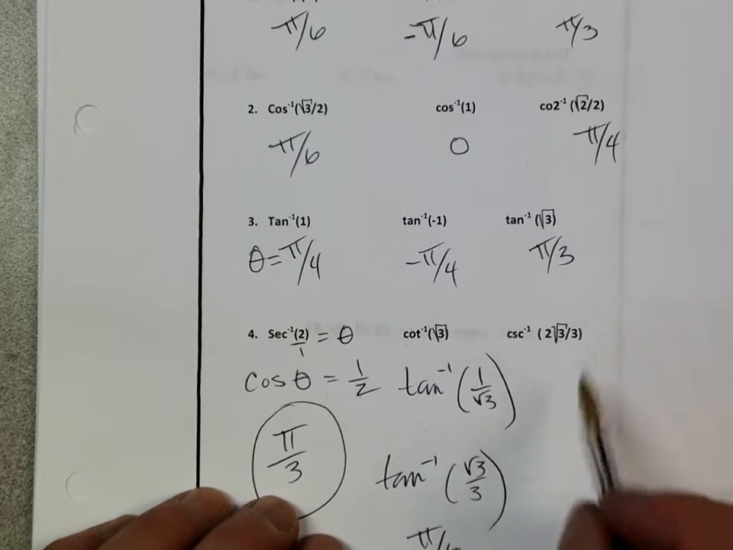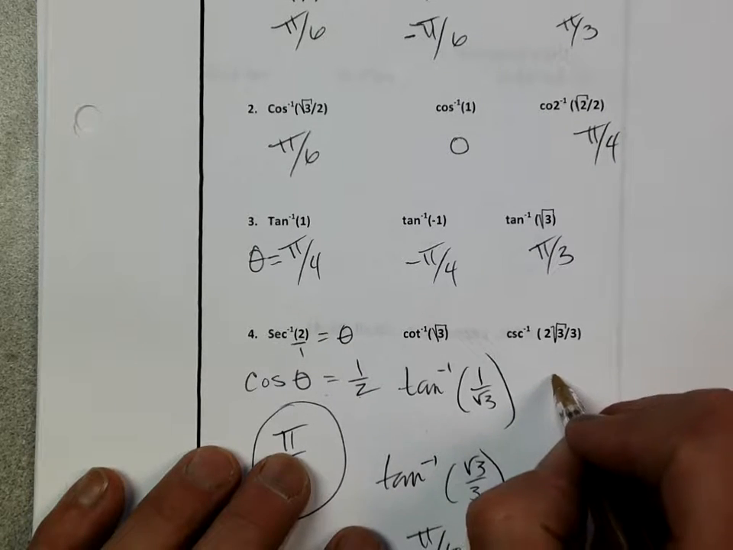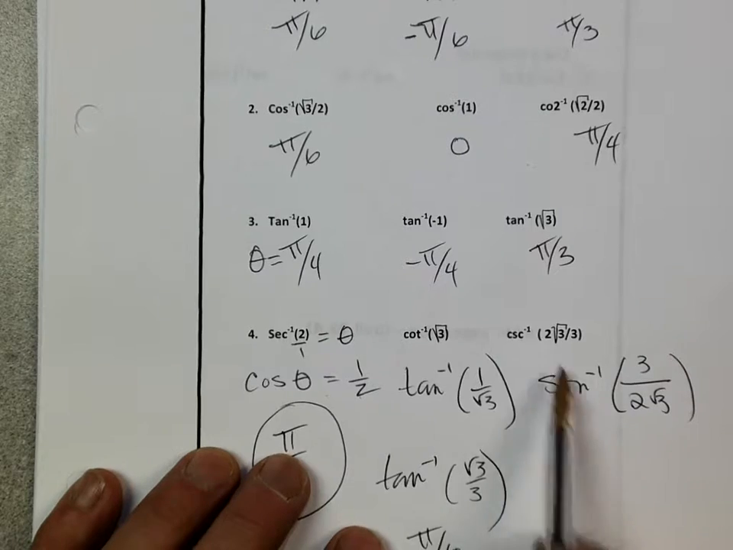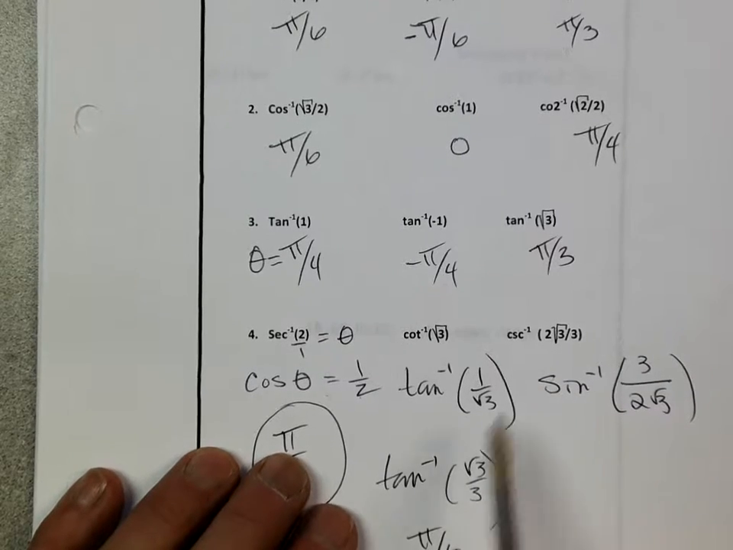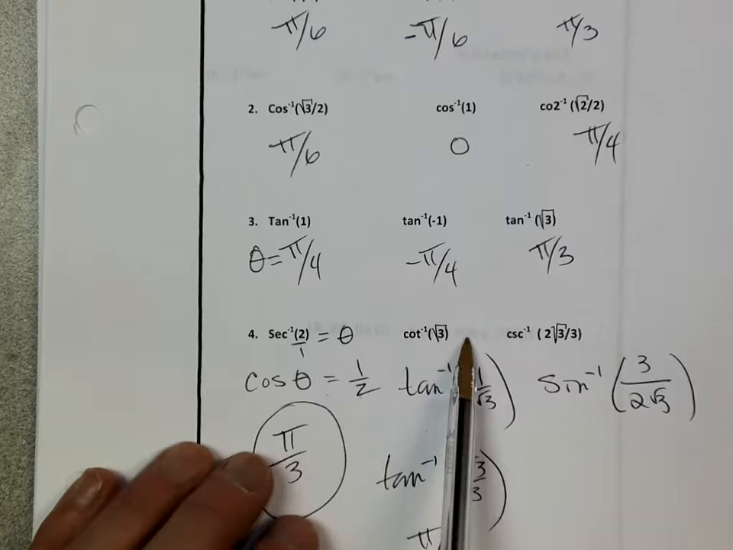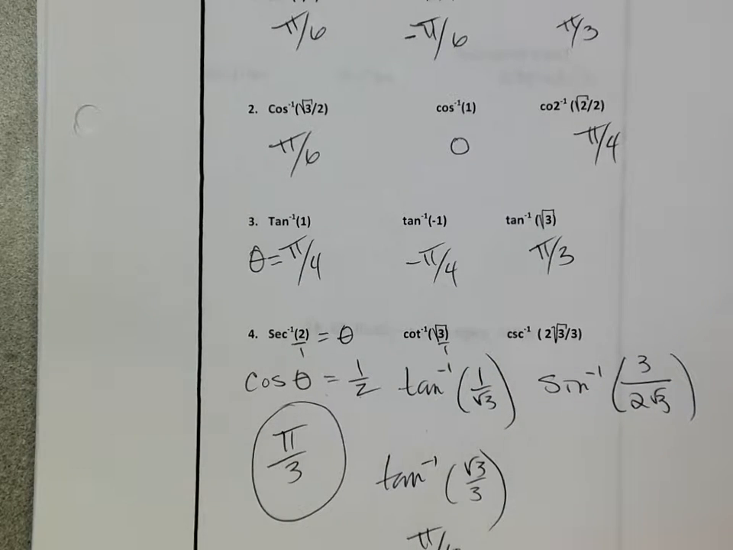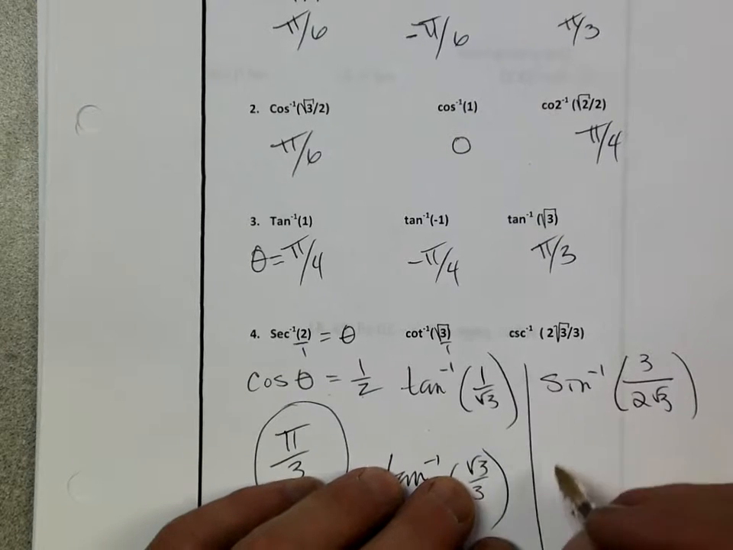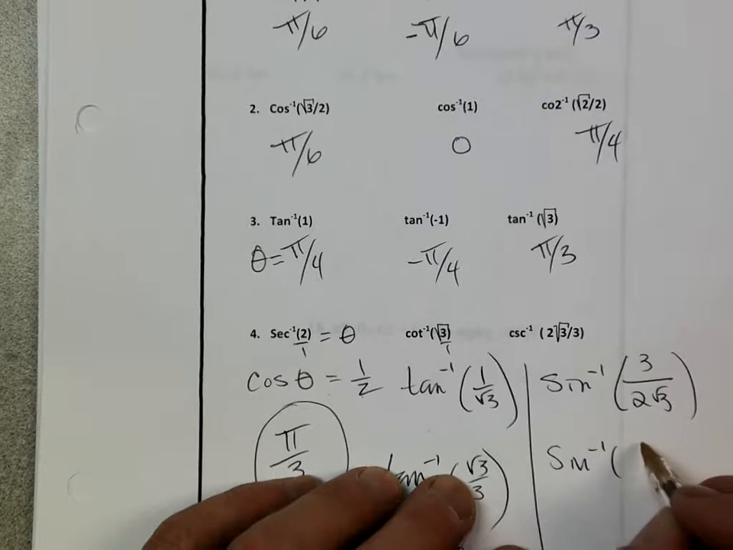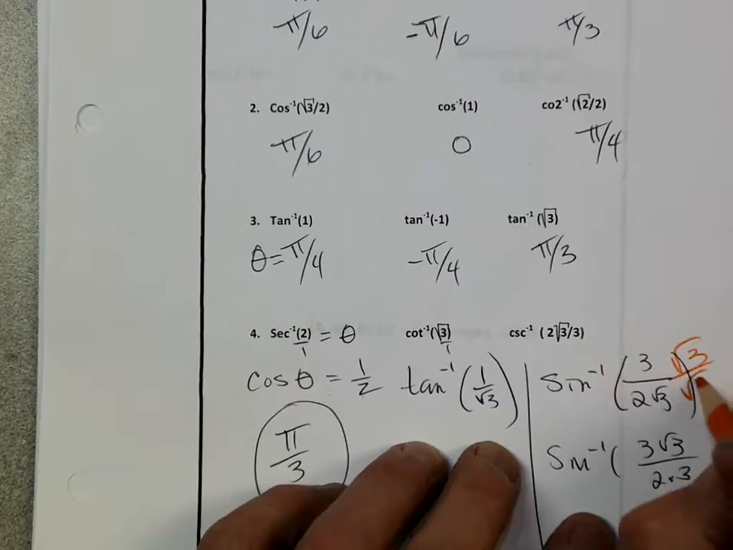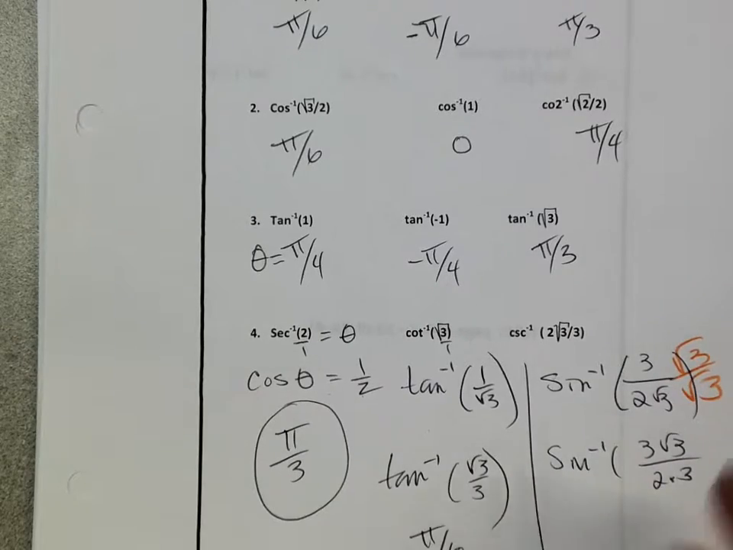Cosecant is not on the inner circle, but sine is. So if we change this to sine inverse, and we look at 3 over 2 square roots of 3, because I want 1 over that, right? I just flip the fraction, just like I flipped this fraction, just like I flipped this fraction. Now that's not really on there, but if I rationalize this, I'll have sine inverse of 3 square roots of 3 over 2 times 3. If I multiply by the square root of 3 over the square root of 3, right? Remember how we did that, right?